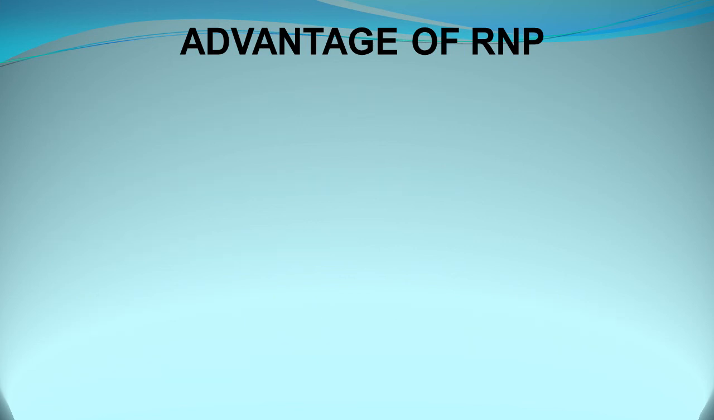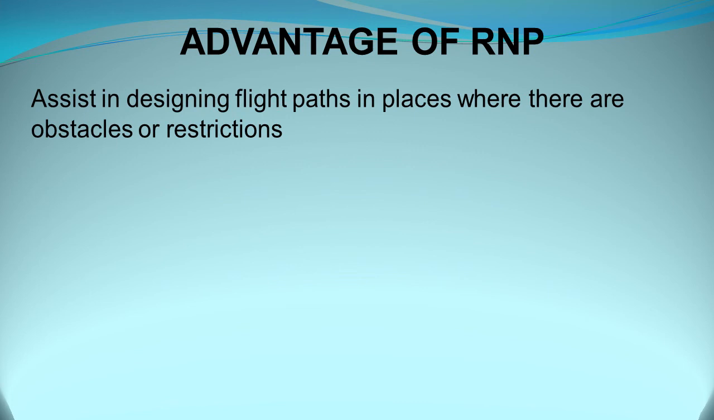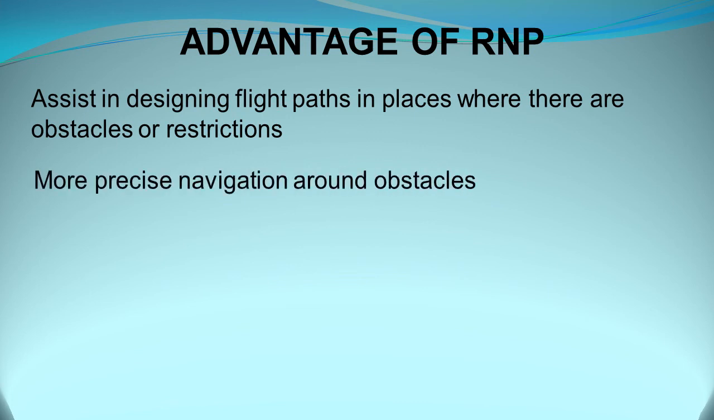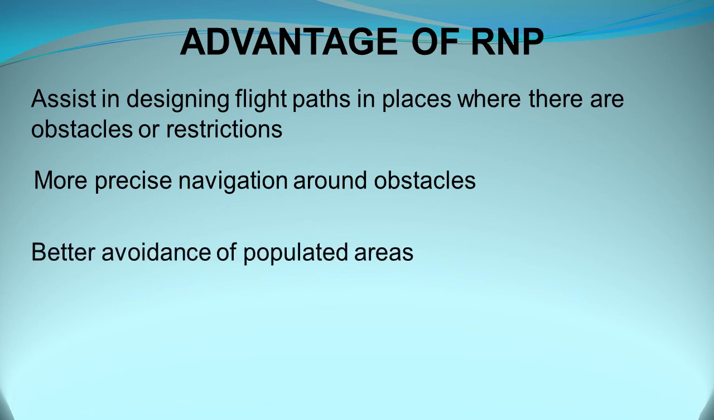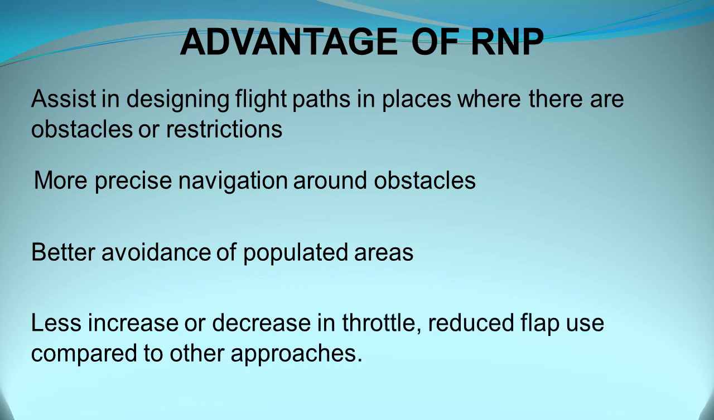It can assist in designing flight paths in places where there are obstacles, that is mountains, shores or restrictions. It also helps in more precise navigation around obstacles. It can assist in better avoidance of populated areas, though in some instances it is often not possible to entirely avoid populated areas. The cleaner aircraft profile means fewer increases or decreases in throttle and reduced flap use compared to other approaches.